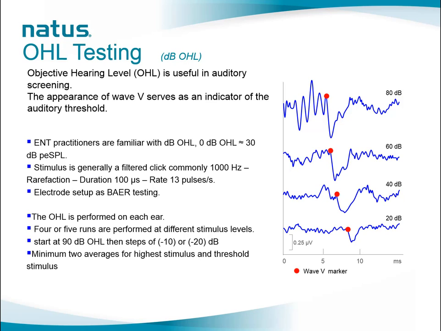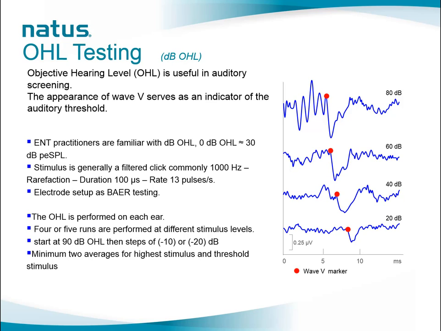For that test, we use what we call the dBOHL, which is the decibels that ENTs and audiologists use. Just so you know, the decibel OHL corresponds to roughly 30 decibels SPL. For this specific test, we use a filtered click, or what we call a PEEP, of 1000 Hertz with rarefaction, duration 100 milliseconds, and a stimulus rate around 13 Hertz.